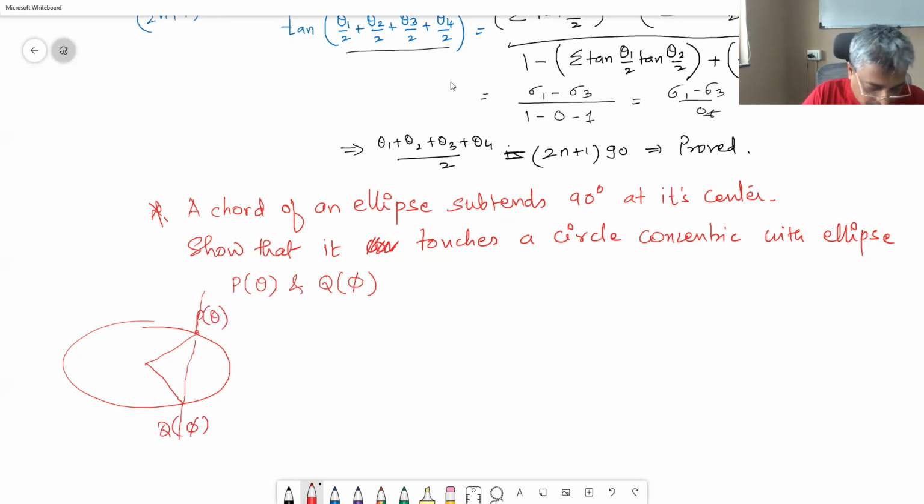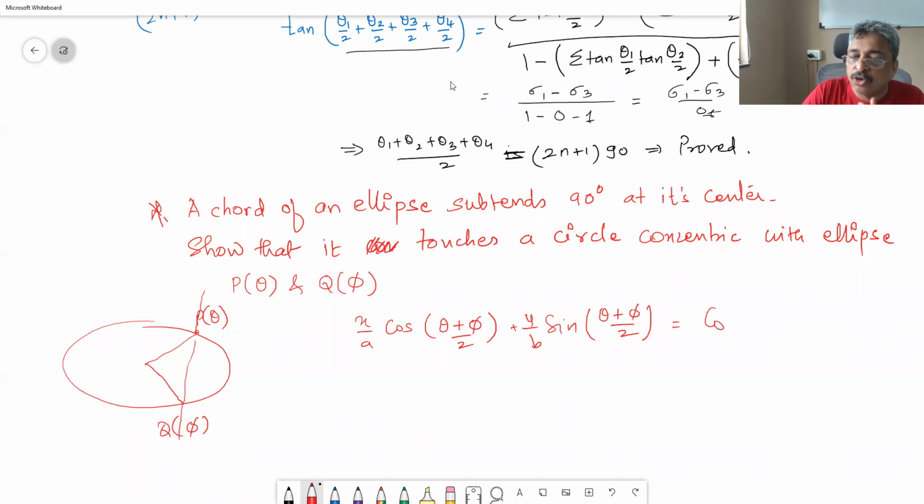Then what is the equation of the chord? We have derived it yesterday. x upon a cos of (theta plus phi) by 2 plus y upon b sin (theta plus phi) upon 2 is equal to cos of (theta minus phi) upon 2, right? And this is a homogenization problem because you are supposed to have the angle at the center equal to 90 degrees. And this is the equation of the chord that you have.